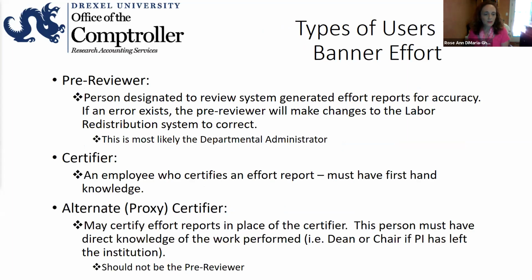Okay. And so there are three types of users in Banner Effort: the pre-reviewers, and in CNHP that's usually Aisha or Anitra who are the pre-reviewers. I don't know how that might be restructured, but it's someone on the administrative side. The PI and the employee, whoever is having effort charged to a grant, is considered the certifier. And if that employee is not available, then you would have to get a proxy or an alternate certifier. So next slide.